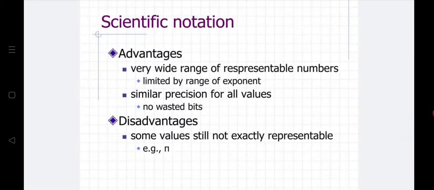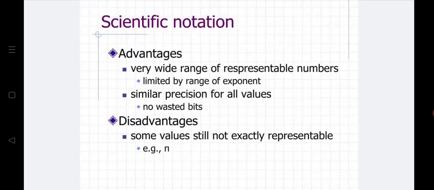Now what happens with scientific notation? What are the advantages and disadvantages? The advantage is a very wide range of representable numbers. A lot of numbers can be represented, but there is a limited range of exponent. An exponent can be limited to only a few digits. Next is similar precision for all the values. I need to go with the same type of precision for any value. So no wasted bits.